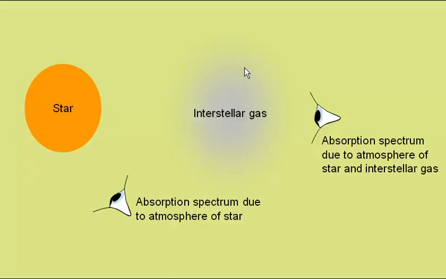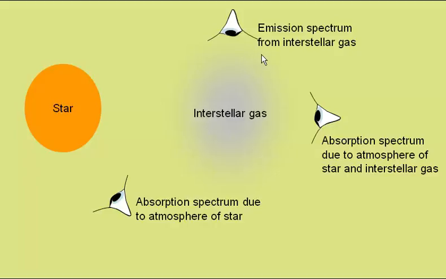An observer over here would see an emission spectrum from the interstellar gas, as it re-radiates its light in all directions. Incidentally, the observer here would get the same emission spectrum as the observer here, but for this observer, looking at the star, the light from the star will drown out any emission spectrum from the interstellar gas, so it is seen as an absorption spectrum.